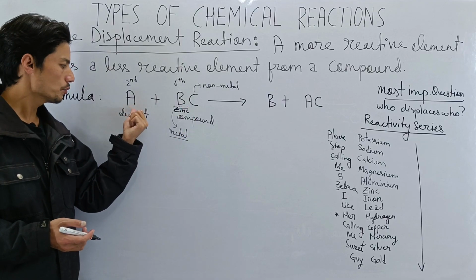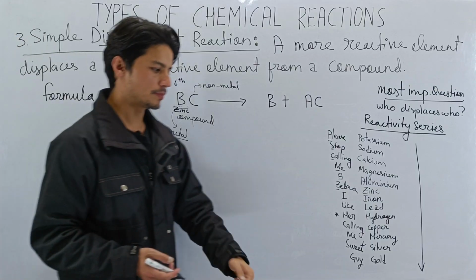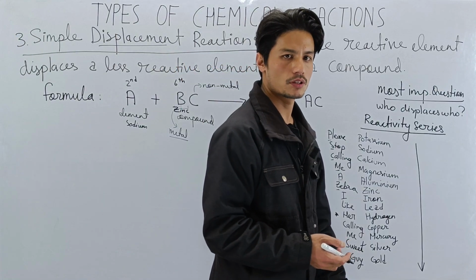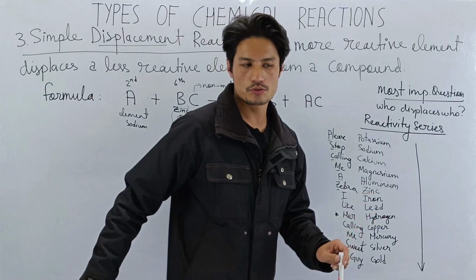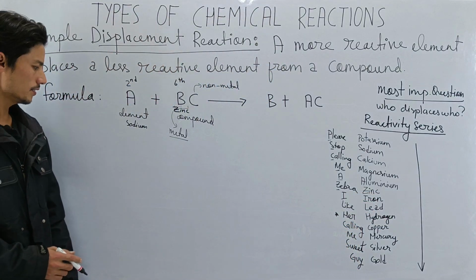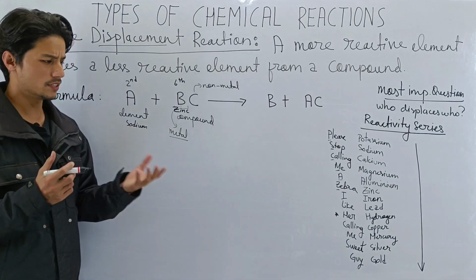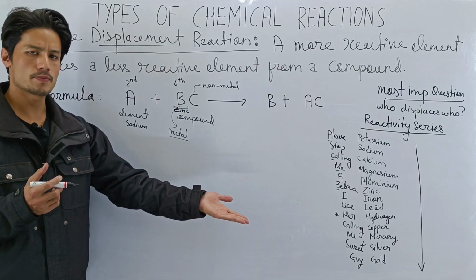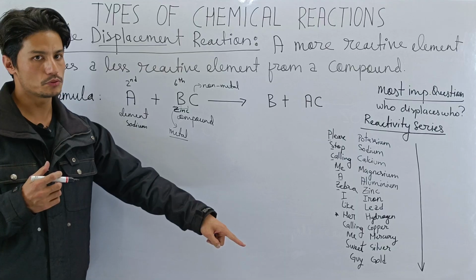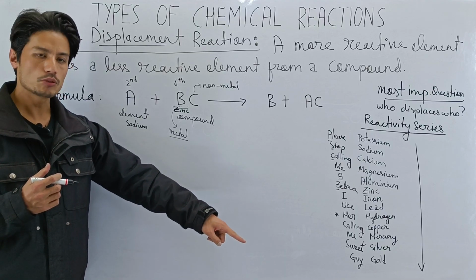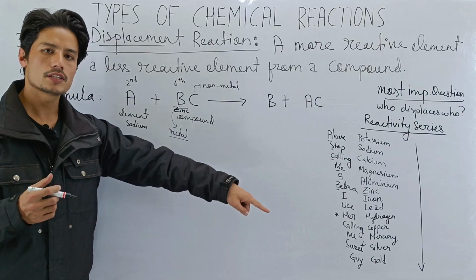So what will A do? A will go and chase away B and say, go, I am more reactive, so let me form a bond with C. So what will happen? B has to go away. Where will B go? B will go to the place vacated by A. Previously, A was here, B was there, forming a bond with C. I am A, more reactive than B. When I am around, I will not allow B to form a compound with C. How dare B form a compound with C? So I should be the one. So I will go and displace B.